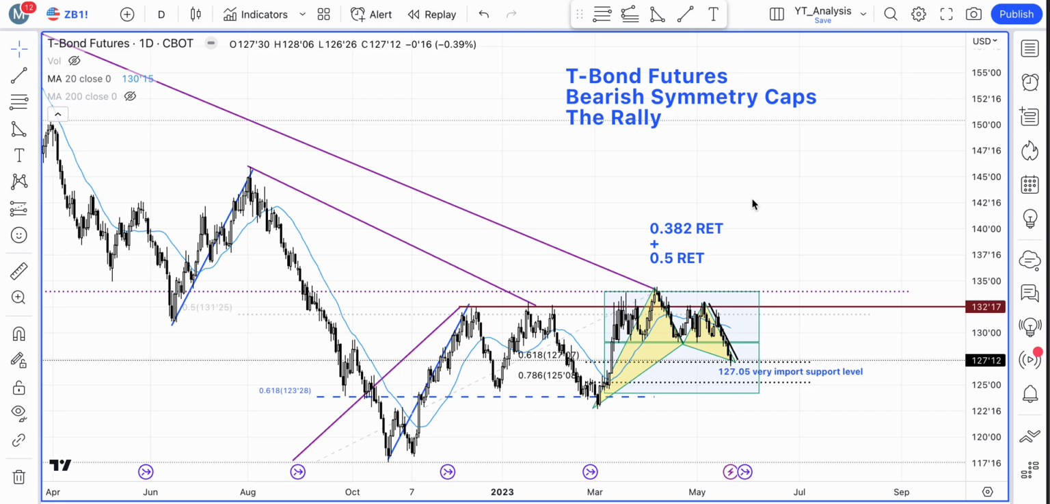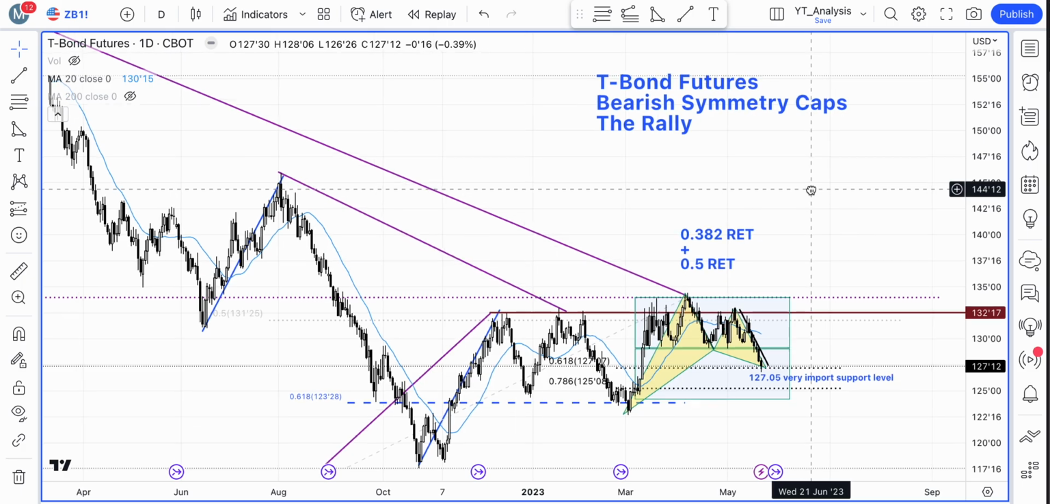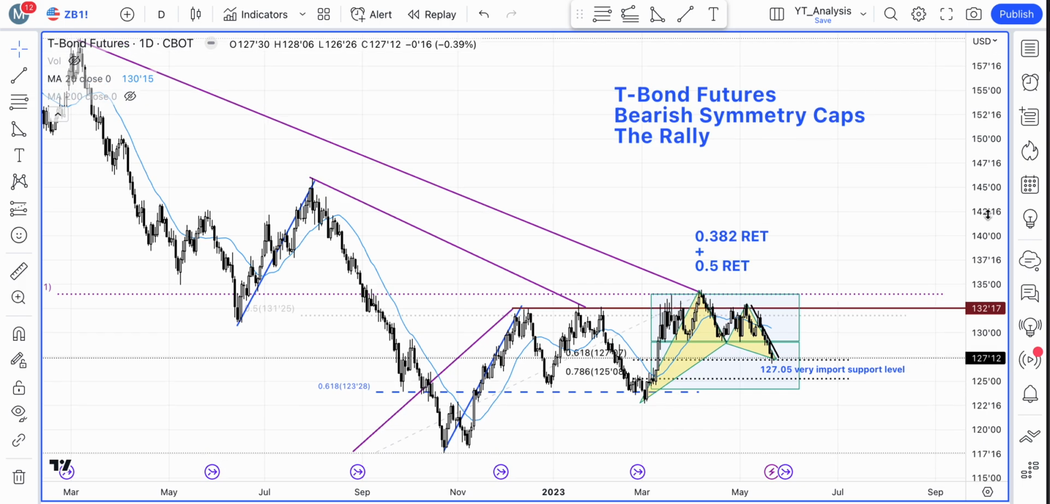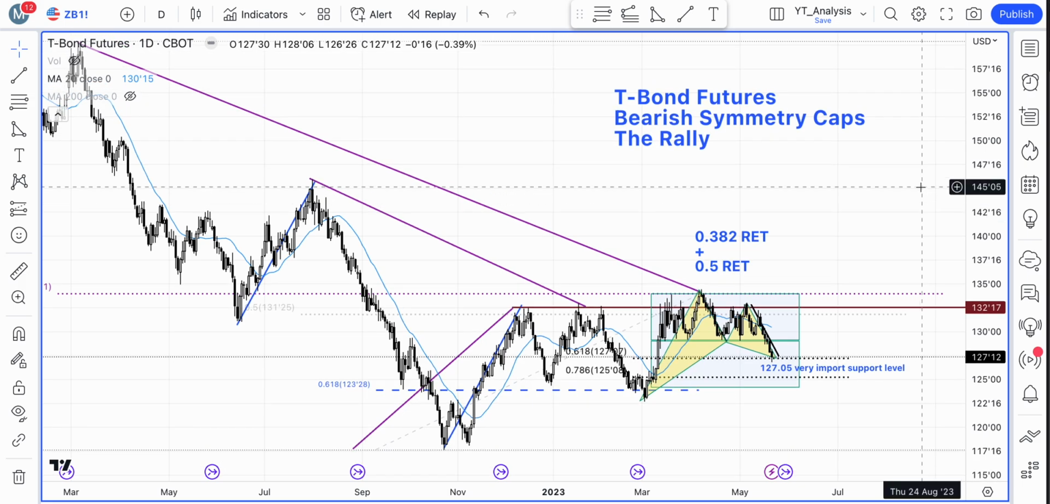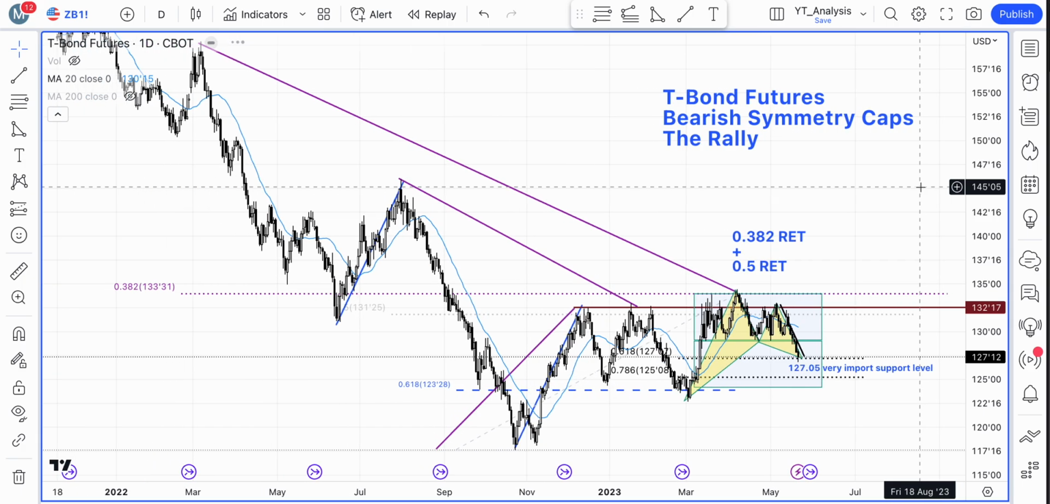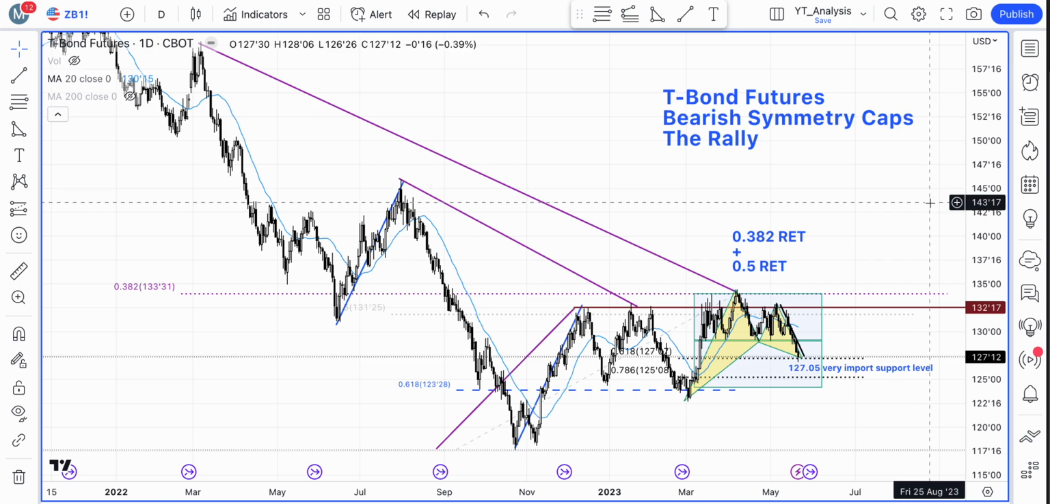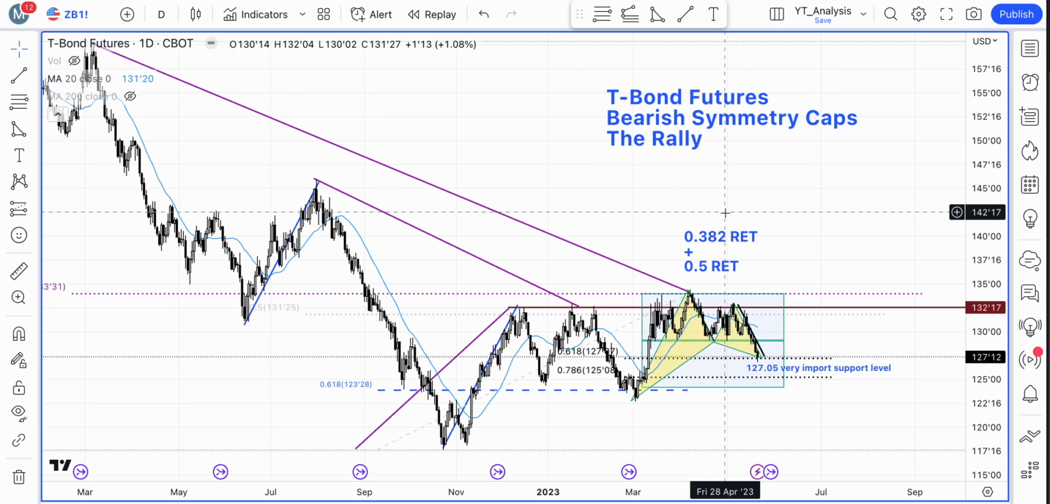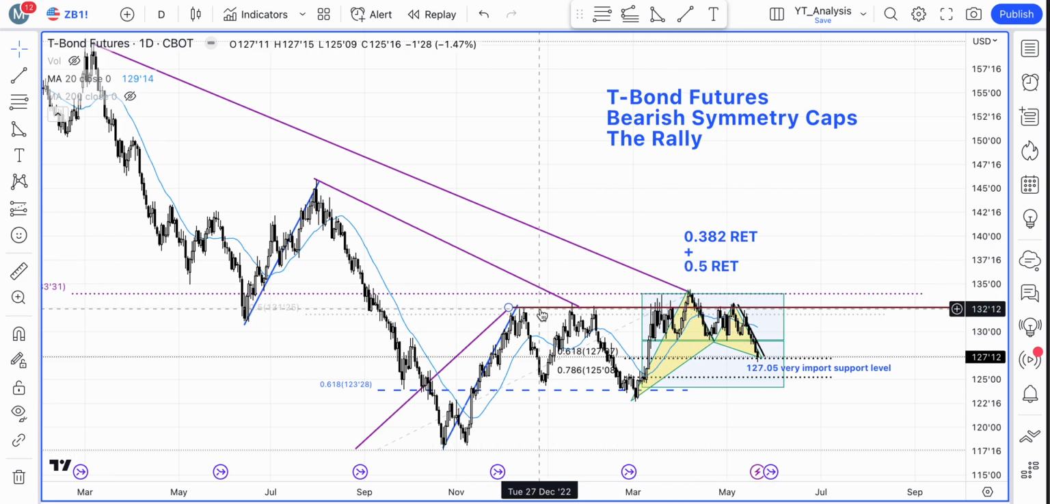So what we are looking at is the Treasury bond futures daily chart. In the last video which we had done, I'm not going to go into the details of the exact pattern formations in this video. I'll try to keep it short. We were looking at the concept of the bearish symmetry, which we really like to do on our channel here. And what we made a note of was that the bearish symmetry was still in play, and that had kept the rally from going further than it had last month.